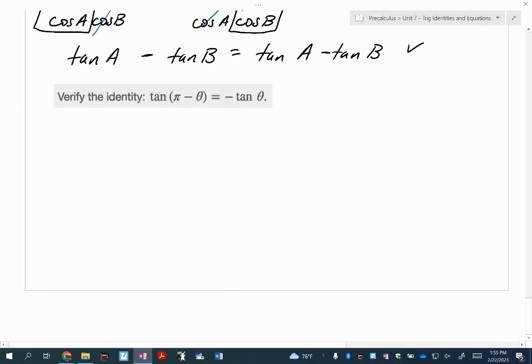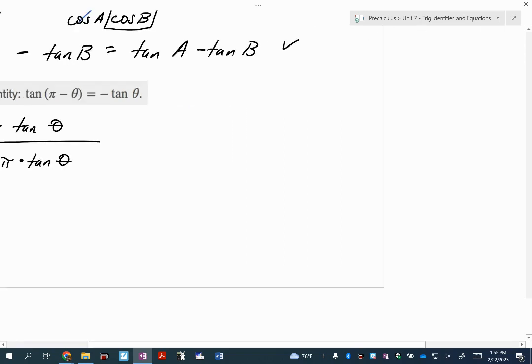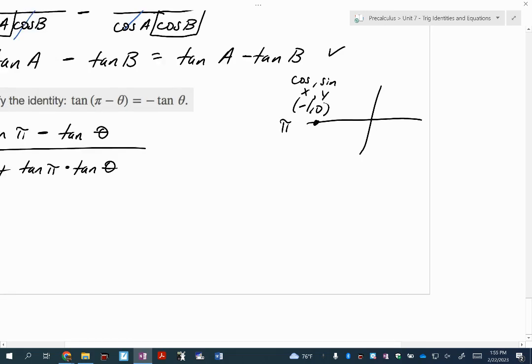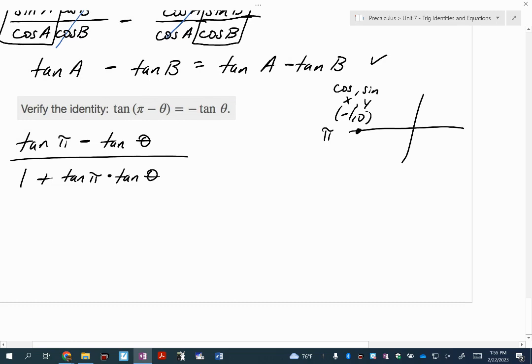So we have the tangent of pi minus theta. So let's go ahead and expand that. So that's the tangent of pi minus the tangent of theta all over 1 plus tangent of pi times the tangent of theta. Now, if you need to go back to your quadrantals for tangent of pi, here's pi. The ordered pair is -1, 0. This is our x, and this is our y, which is cosine or sine. And if you remember what we just talked about in the previous problem, that tangent is sine over cosine, the tangent of pi would be 0 over -1, which is 0.